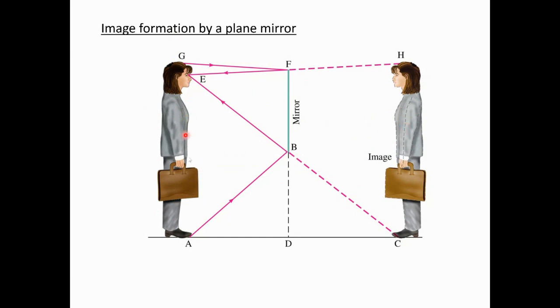Now, what about the rest of the image? Light rays from the rest of the person and the briefcase here go out in all directions, and they reflect off the mirror. Some of them go in the eye and they fill in the image.